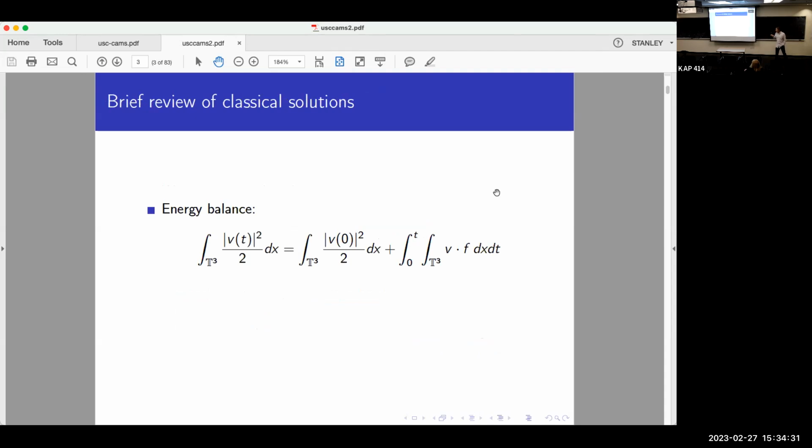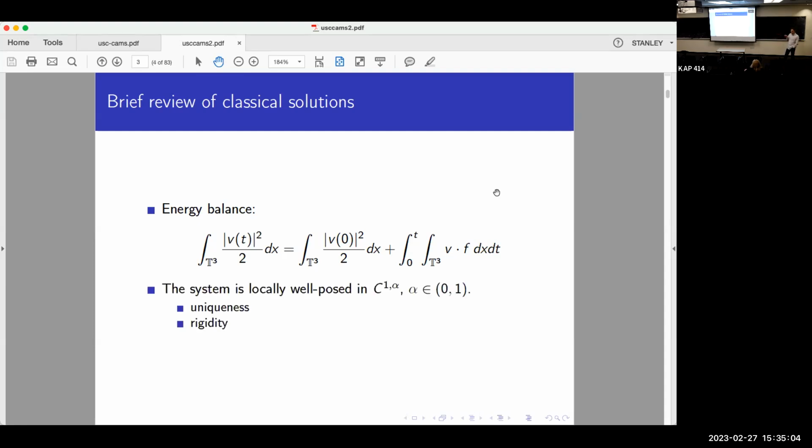Let me review the theory for classical solutions. So we assume our solution is, let's say, smooth. It's well known that there exists a conservation of energy. If we look at this kinetic energy at any point in time, it only changes if some work is being done by the force. You should look at this in contrast with, say, the Navier-Stokes equations, where there's some dissipation which causes energy, kinetic energy, to be lost.